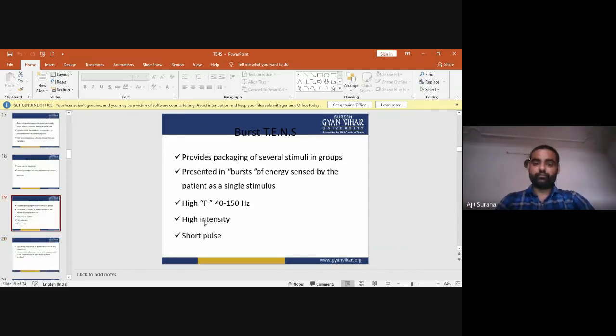Now the next one is burst TENS. They provide packing of several stimuli in groups.